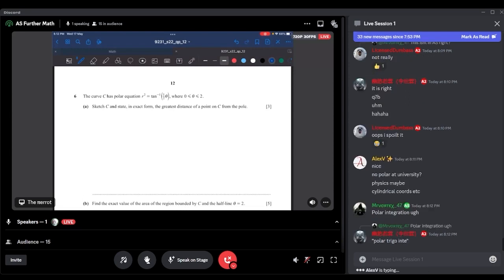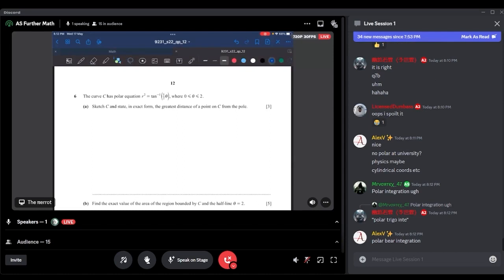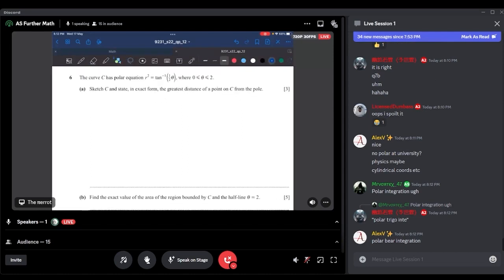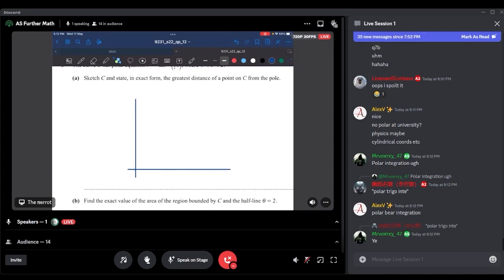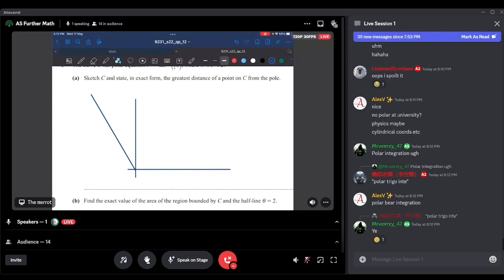All right, so we have to sketch this polar equation, and we have to find the greatest distance. Well, theta goes from 0 to 2, so I don't really have to care so much about the bottom left of the plane. And theta equal to 2 is somewhere here. It's surely bigger than pi by 2, so it should be somewhere there.